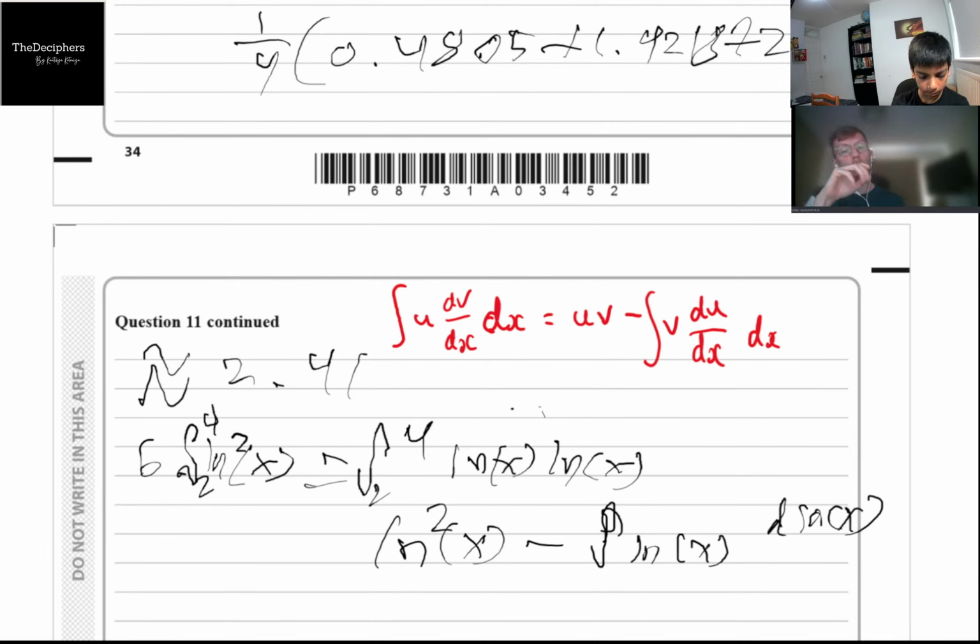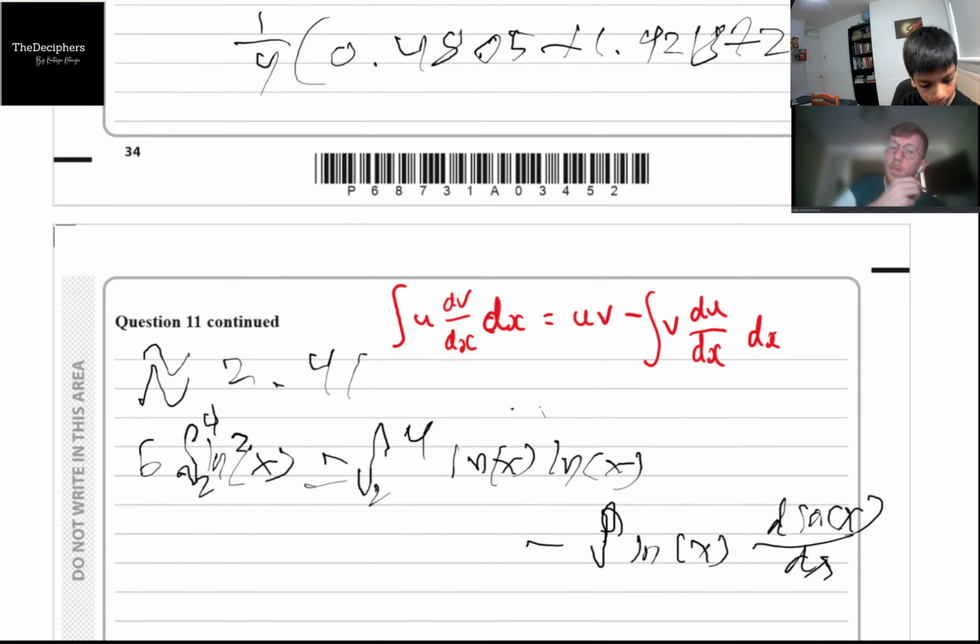So tell me what you've done to get the ln squared x. So what I did was uv, that's ln x times ln x. Wait. Oh yeah, we need to. Because we have to integrate v because it's u times dv dx. Yeah, I think it will help if we write down what u is and what we're setting as u and what we're setting as dv dx.